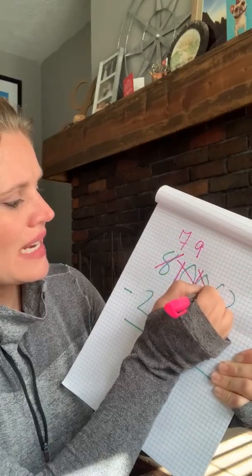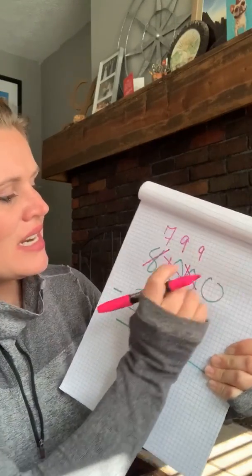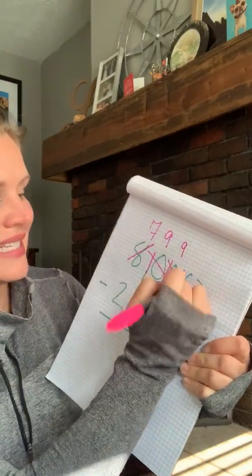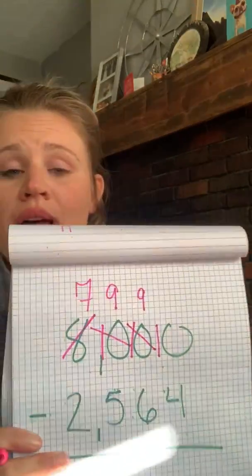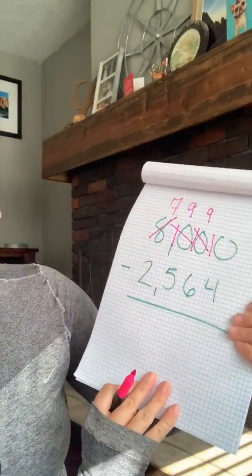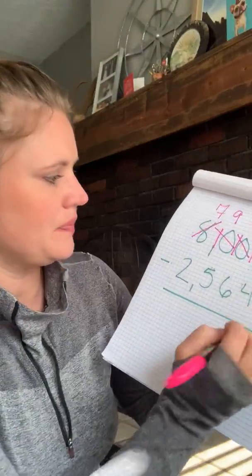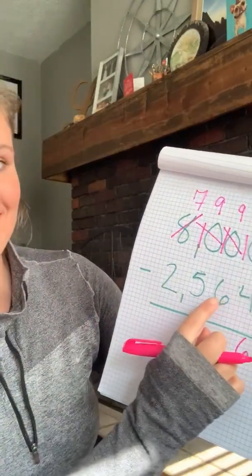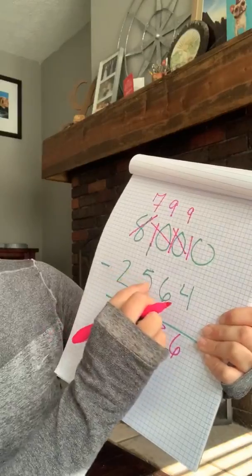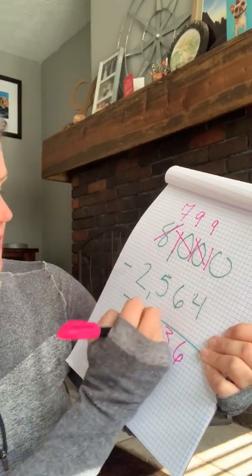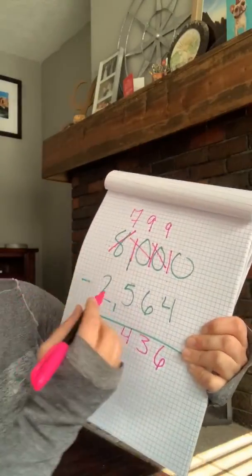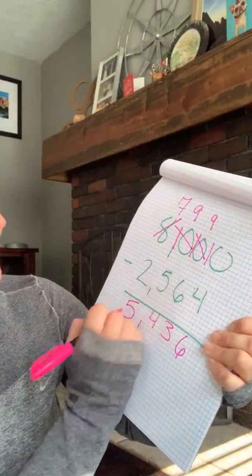So I cross out my 10 and now I have 9 tens, and I'm going to regroup my ones place as the 10. Now I know I'm good to subtract. 10 minus 4 is 6. 9 minus 6 is 3. 9 minus 5 is 4. I place my comma. 7 minus 2 is 5.